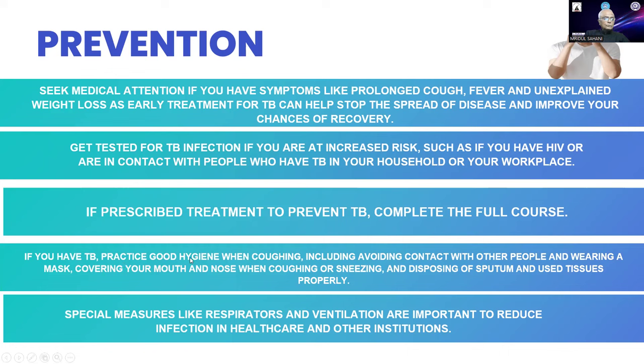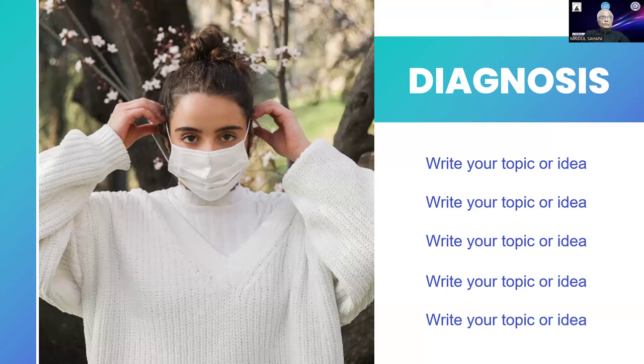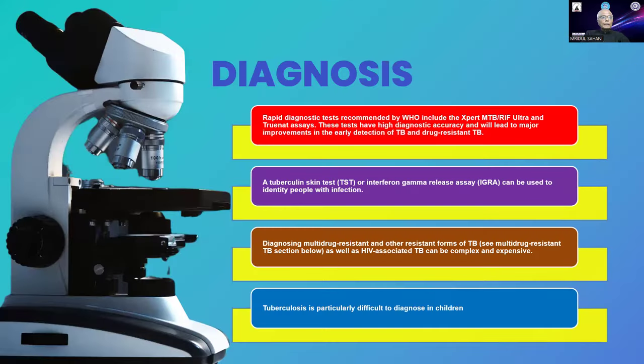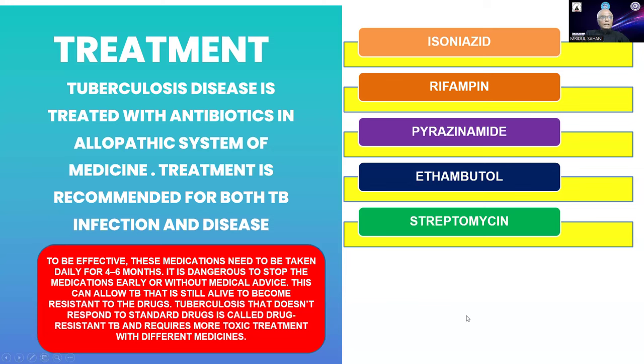If you have TB, practice good hygiene when coughing, including avoiding contact with other people and wearing a mask, covering your mouth and nose when coughing or sneezing, and disposing of your sputum and used tissue properly. Special measures like respirators and ventilation are important to reduce the infection. Diagnosis is by rapid diagnostic tests. I have called it the tuberculin test, the multi-drug resistant test.